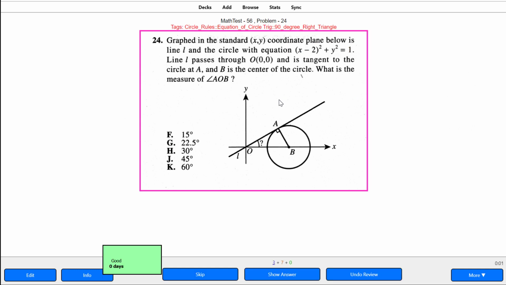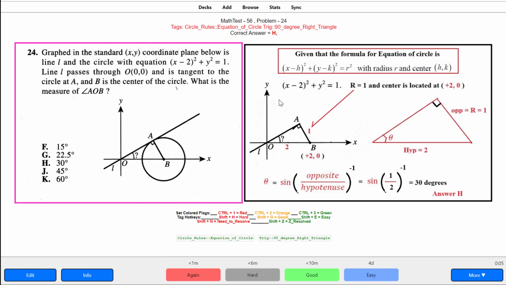Number 24, we have an equation of a circle problem, and we're asked to find that angle at O. The equation of a circle tells us that the center point has to be at positive 2, 0. We draw our right triangle, and we can figure out that our hypotenuse is 2, our radius is 1. Then we can figure out the angle by using sine as opposite over hypotenuse.